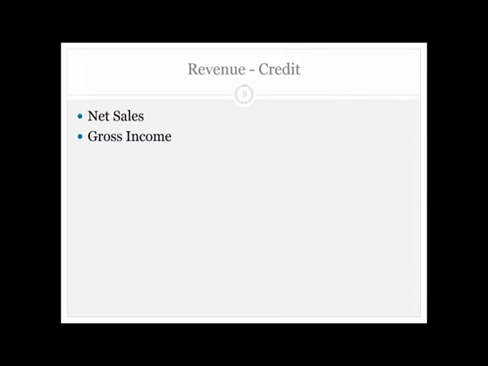Again, in discussing revenues, we basically have a couple of different names that we can call it. These are our net sales or our gross income. And both of those, again, show up in the credit column. And in a double entry accounting system, which means that debits and credits must balance, if we are increasing our revenues, we are reflecting that as a credit. So credits increase revenues. Any kind of a debit would decrease your revenue.